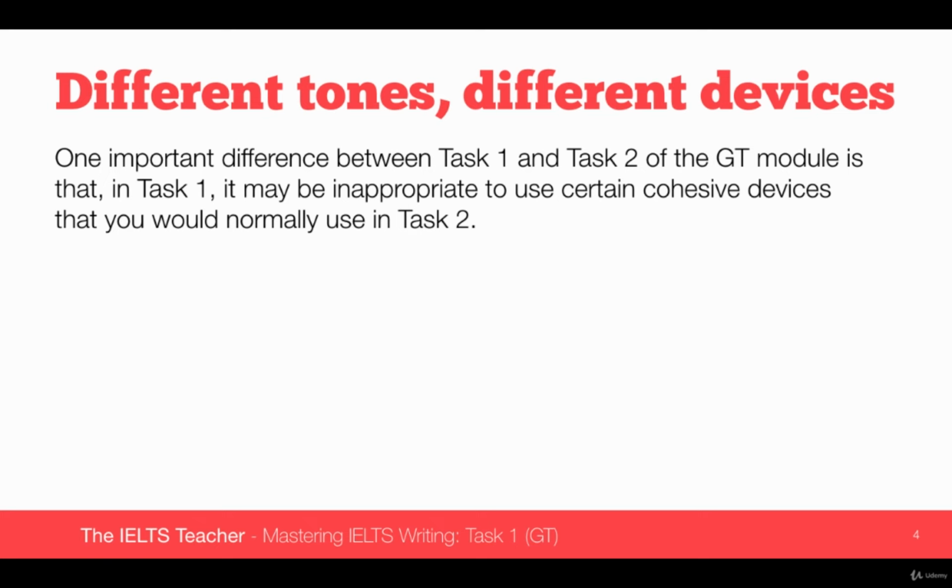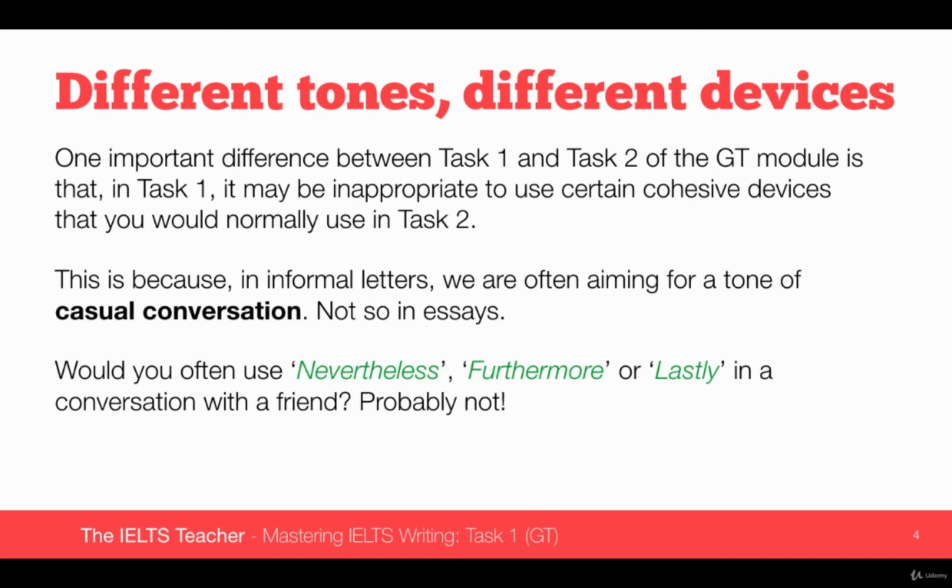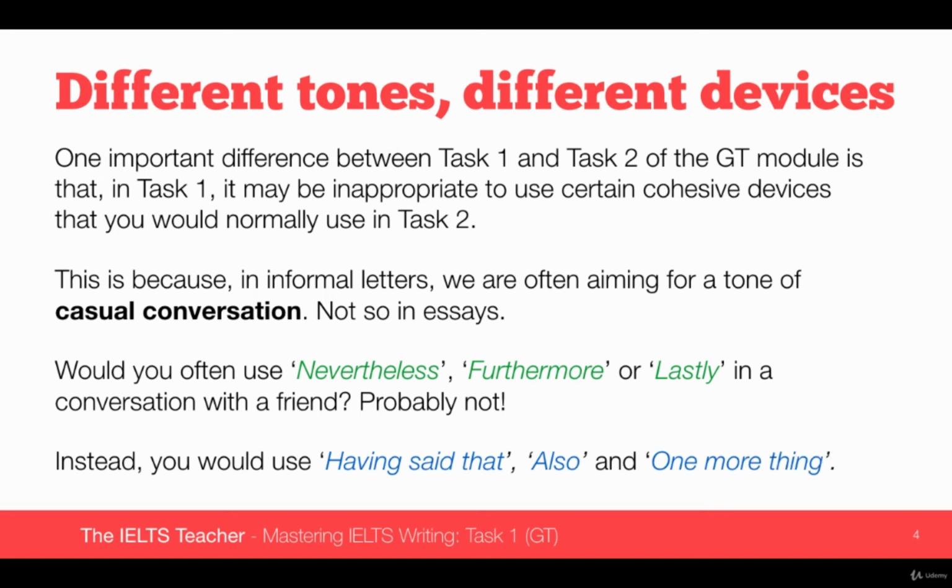The reason for that is that in task 1 we may be dealing with an informal letter where we want to present a more casual conversational tone. And we wouldn't do this in essays really, and that happens in task 2. So, for example, would you often use "nevertheless" or "furthermore" or "lastly" in a conversation with a friend? Probably not. Maybe in very specific circumstances, but you're pretty unlikely to use expressions like this. Instead, you would use expressions like "well, having said that," or "also, one more thing." You can already hear in the tone of voice that I'm using that it's much more conversational. Okay, so keep that in mind when you're thinking about which cohesive devices to use.